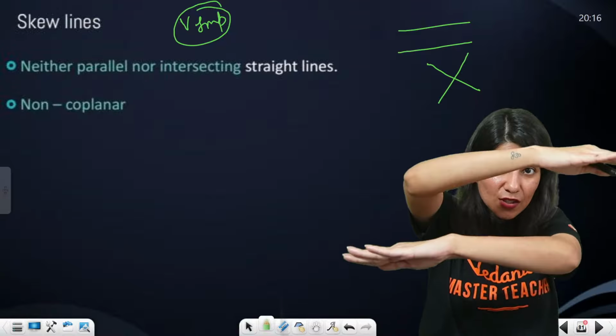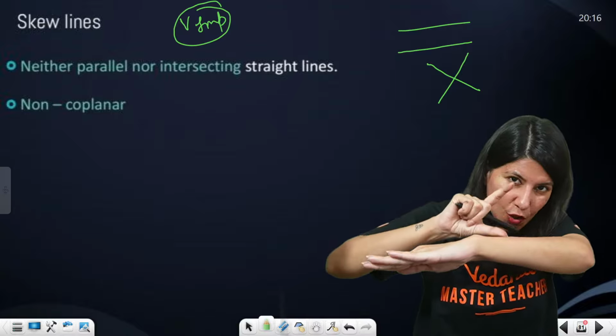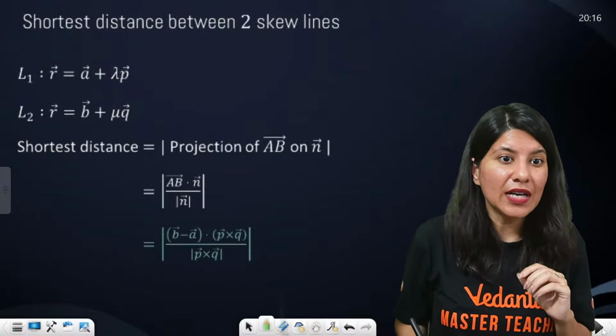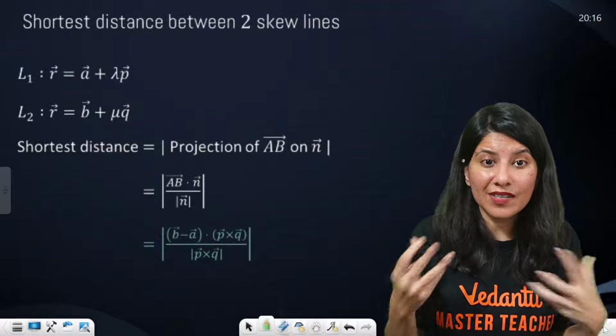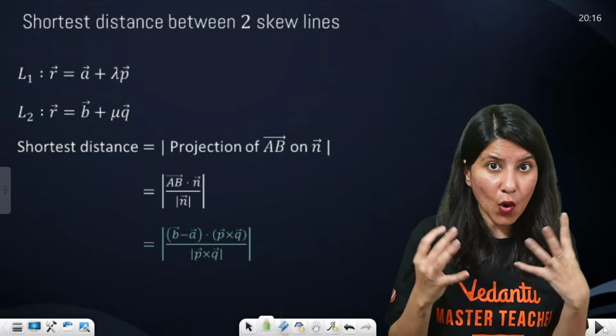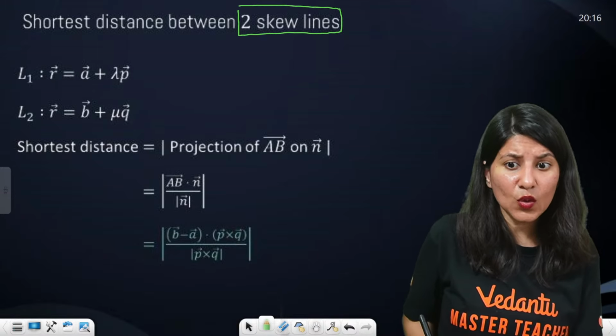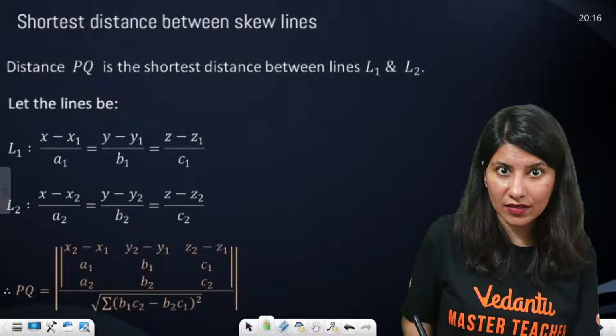Now when there are skew lines, obviously there is a shortest distance. There is some shortest distance between two skew lines that we are going to understand. There is a direct formula on it. Shortest distance between two skew lines. I'll be telling you the Cartesian formula.